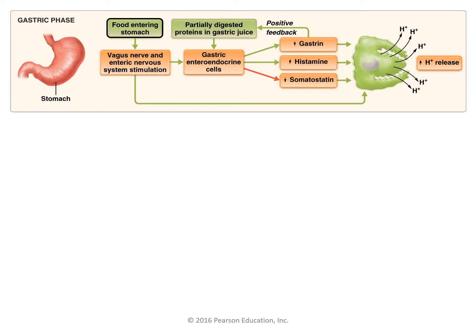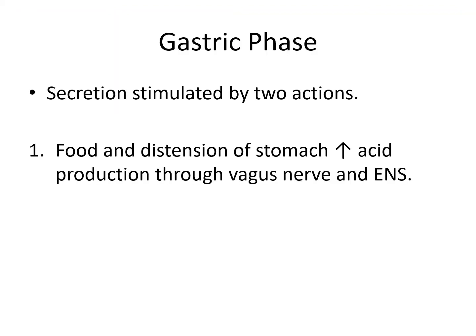So in the gastric phase, food is entering the stomach. Okay, and we get an increase in hydrogen ion secretion, or continued increase in hydrogen ion secretion from parietal cells. And the secretion in the gastric phase is stimulated by 2 actions. First, food and distension of the stomach increases acid production through the vagus nerve and the enteric nervous system.